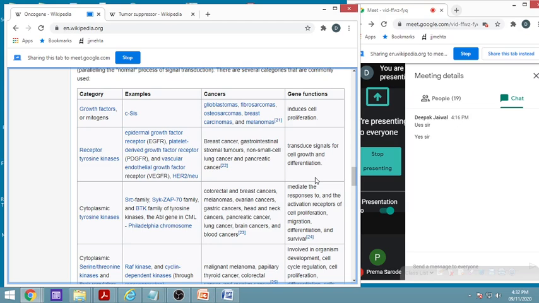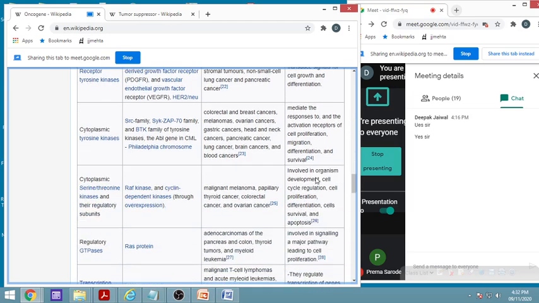Then cytoplasmic tyrosine kinases. Examples of these are the SRC family, the ZAP70 family, and the BTK family of tyrosine kinases. Just now we have seen the Philadelphia chromosome. They are known in colorectal and breast cancer, melanomas, ovarian cancers, gastric cancer, head and neck cancer, pancreatic cancer, lung cancer, brain cancer, and blood cancer. Almost all types of cancers involve these tyrosine kinases, and therefore many drugs, these nibs I told you, are inhibitors of tyrosine kinases. We shall see them when we study cancers.